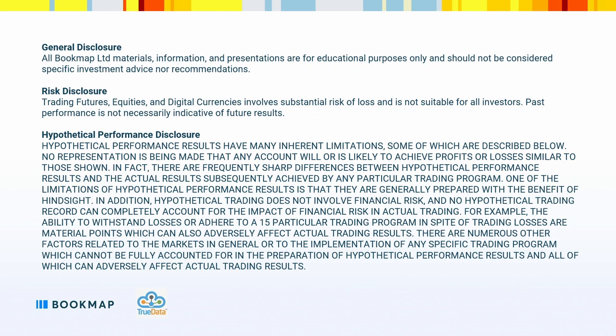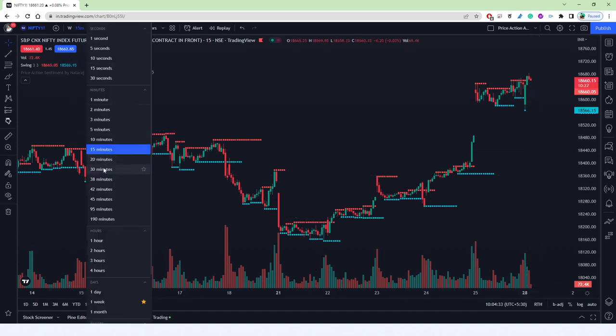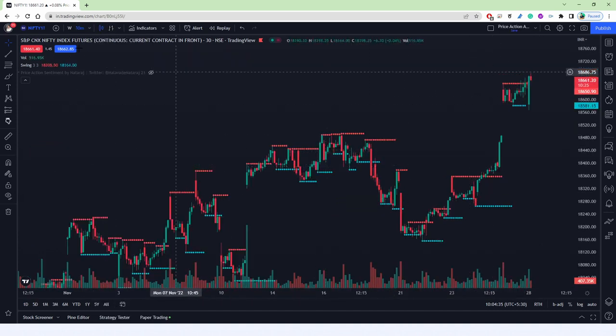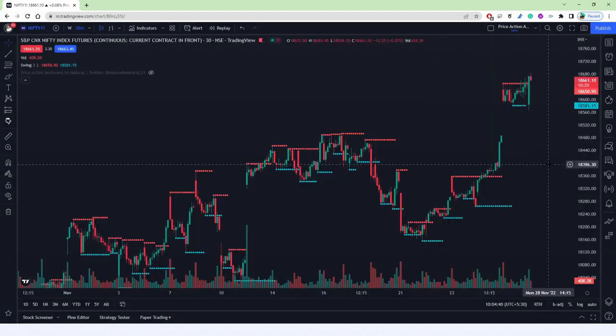All right, so let's quickly get into the chart. I'm opening a 30-minute chart now. Right now we are looking at the Nifty continuous chart, so basically Nifty futures data.